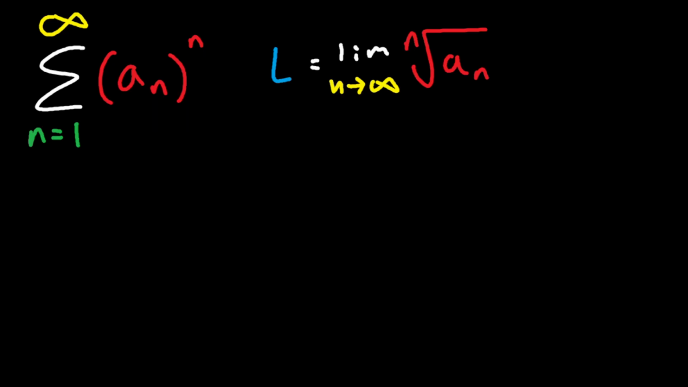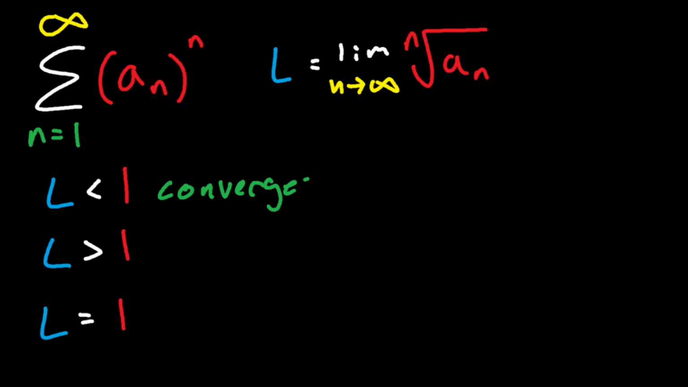Now, let's go ahead and talk about the conditions of the limit, because this limit determines everything. The limit can be less than, greater than, or equal to 1. If L is less than 1, or the result of your limit for the root test is less than 1, you converge.